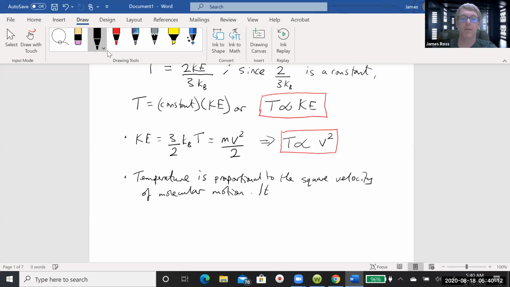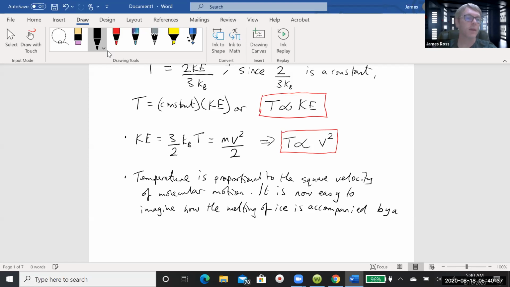So it is now easy to imagine how the melting of ice is accompanied by a rising temperature.